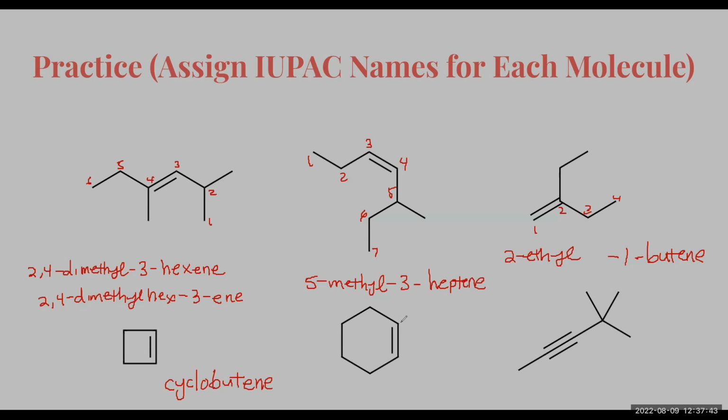This next example, we have a 6-carbon chain. It looks like a hexagon. So we have an alkene here. We can indicate that as cyclohexene.